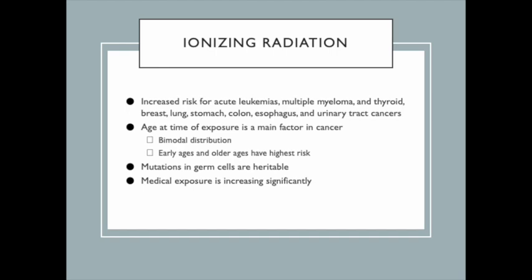So moving on to ionizing radiation, much of what we know about ionizing radiation and human cancer comes from watching and observing Hiroshima and Nagasaki, the atomic bomb exposures. The atomic bomb exposures that occurred in Japan caused acute leukemias in both adults and children, and it did increase the frequency of thyroid and breast cancers as well. We also saw an uptick in lung, stomach, colon, esophageal, and urinary tract cancers, as well as multiple myelomas.